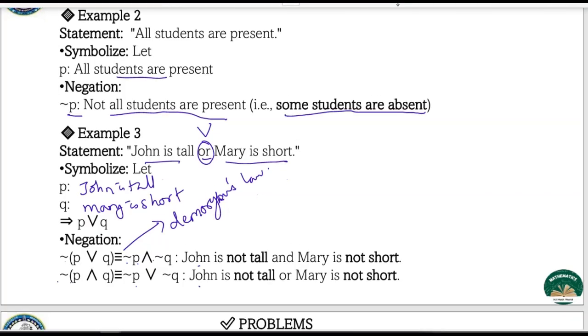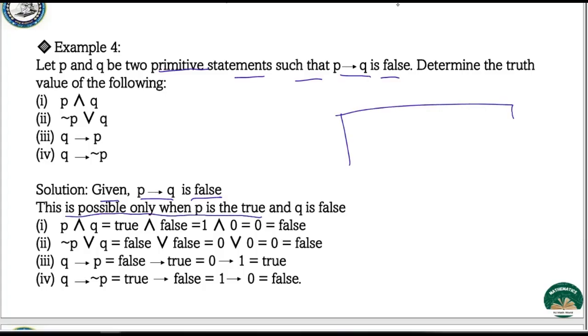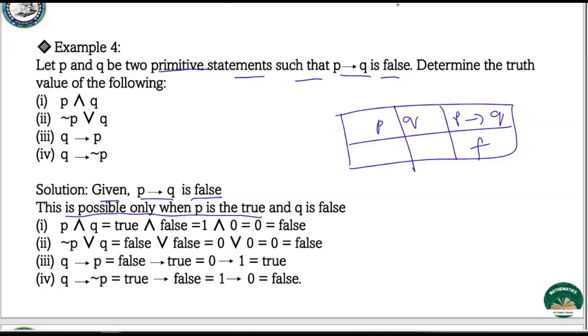So moving on with the next question, we have: let P and Q be two primitive statements such that P implies Q is false. Determine the truth value of the following. So what will be the truth value of the following? Here it is given that P implies Q is false. This is possible only when P is true and Q is false. P implies Q will be false only when P is T and Q is F. So we will just check for the conditions.